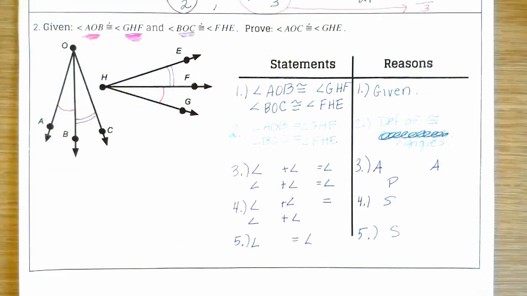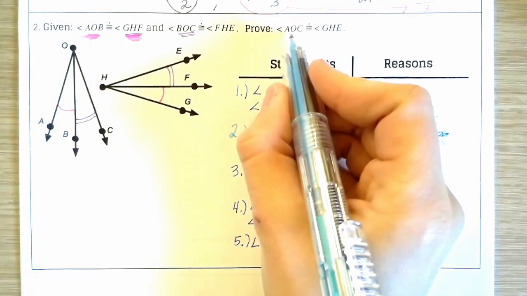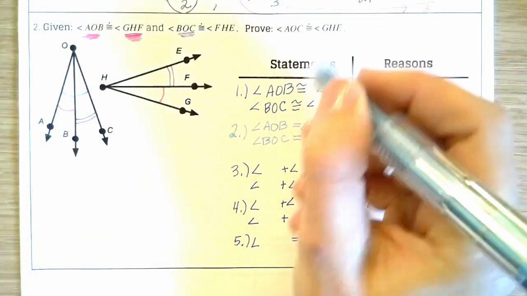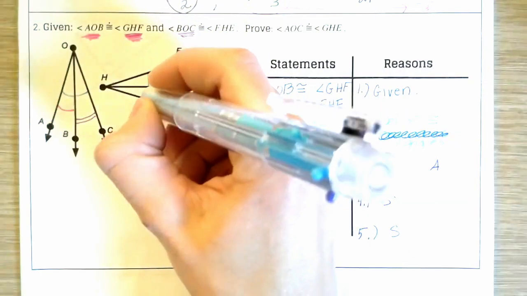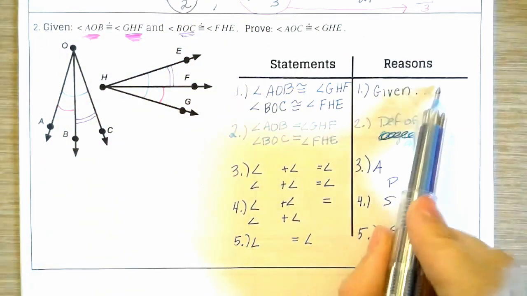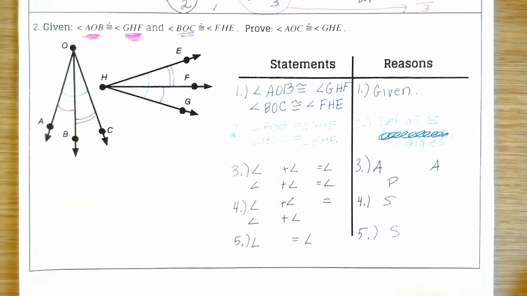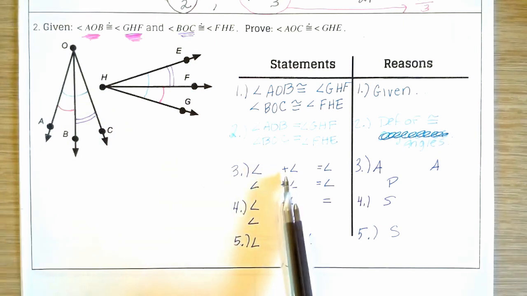Now, what are we trying to prove? We are trying to prove angle AOC, this whole entire angle, is equal or congruent to GHE right over there. Okay? So I have the given. I just changed it to equal sign so I can add, subtract, and all that. It's a little hard to read the light blue. I won't use that anymore. Okay, number 3. What can I do in the next step? I kind of got it started. Go ahead, Maren.